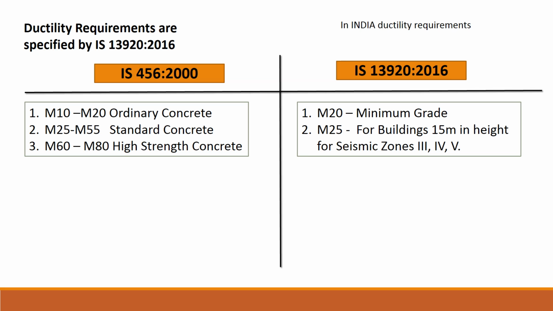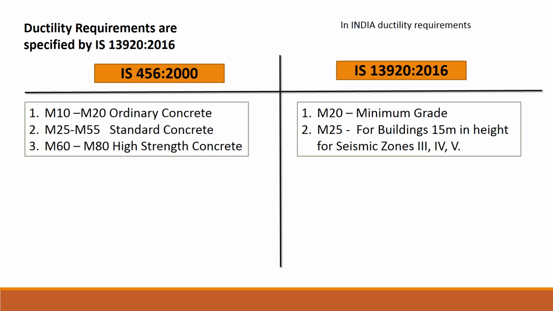Now all these classifications are valid in IS 13920, but the minimum grade of concrete to be used is M20. But for structural buildings which are greater than or equal to 15 meters in height and are placed in seismic zones 3, 4 and 5, the grade of concrete that has to be used is M25.